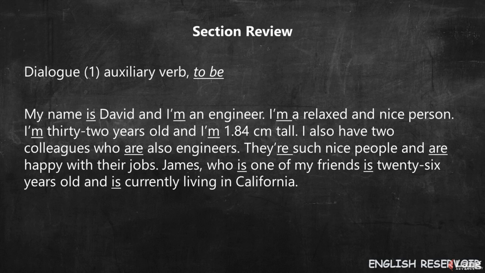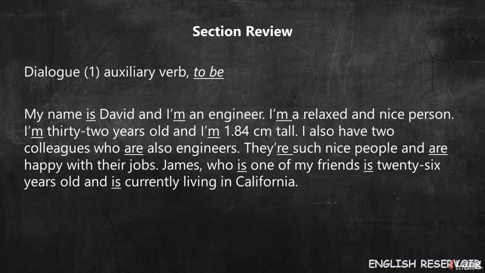Section review. Dialogue 1. Auxiliary verb to be. My name is David, and I'm an engineer. I'm a relaxed and nice person. I'm 32 years old, and I'm 1.84 meters. I also have 2 colleagues who are also engineers. They're such nice people and are happy with their jobs.